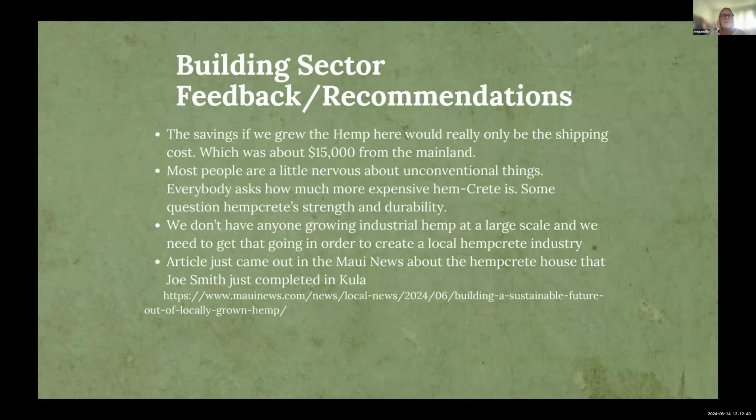Obviously, growing hemp here will help us build utilizing hempcrete. The house that was just built up in Kula by Joe Smith, he spent about $15,000 just on shipping costs alone to get the hurd here. So those shipping expenses would be taken out, which would be great. It's still uncertain if the cost of the houses will be cheaper if it's grown here. But that's why we need to get an industry going so that we can really start getting data and understanding the cost to build these hempcrete homes.